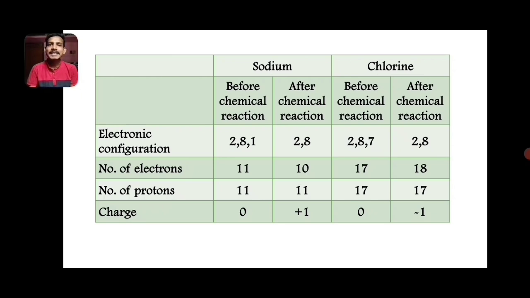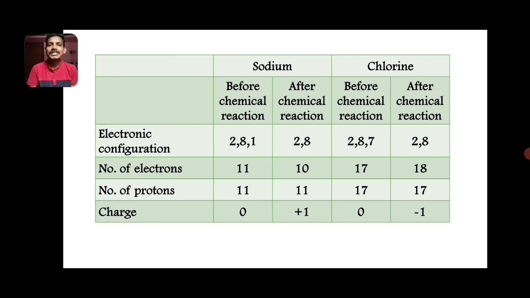Then, what about the number of electrons? Good. Before the chemical reaction, the number of electrons present in sodium is 11, and after the chemical reaction, it becomes 10. Then, what about chlorine? Very correct. Before the chemical reaction, the number of electrons in chlorine is 17, and after the chemical reaction, it becomes 18. Is there any change in the number of protons? No. Very correct. Why? Yes, in a chemical reaction, only electrons take part.